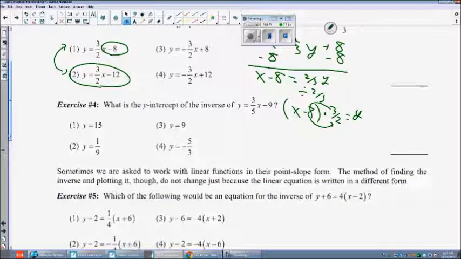What's the y-intercept to the inverse of this one? Well, you can just take the -9 of the inverse. You can just take the -9, and we know we got to flip it to the other side and then multiply by 5/3, so it's 15.